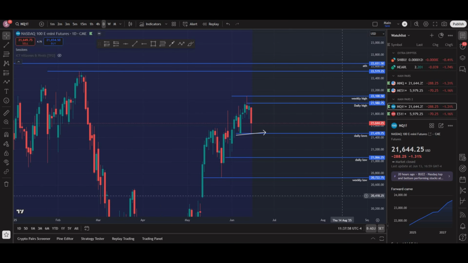We're going to have to pay attention to this news and what's going on in the world, which will obviously play a part in how the market plays out this week.